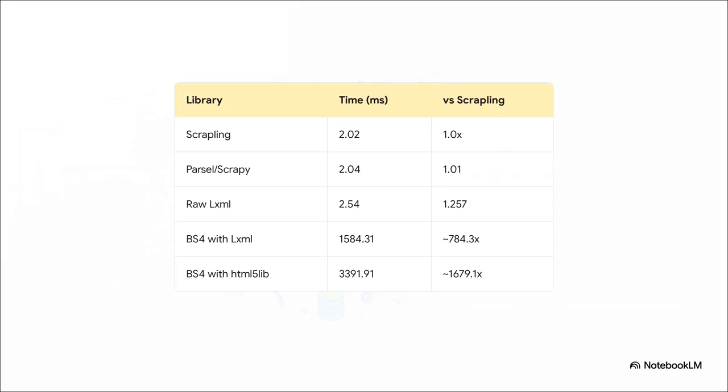Okay, let's get into the hard data. This table is from a speed test, basically seeing how fast different tools can pull text out of a web page. You can see Scrapling up against some of the most popular classic tools in the industry, like BeautifulSoup, which is down there at the bottom as BS4. And, well, you can see Scrapling is right there at the very top, taking just a little over 2 milliseconds.